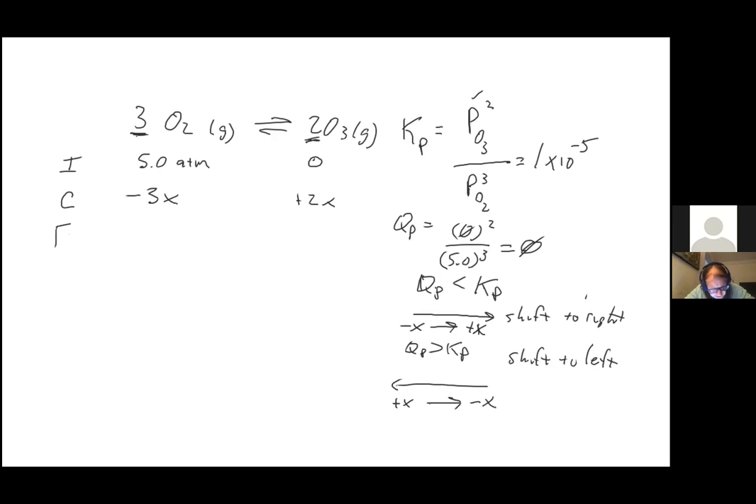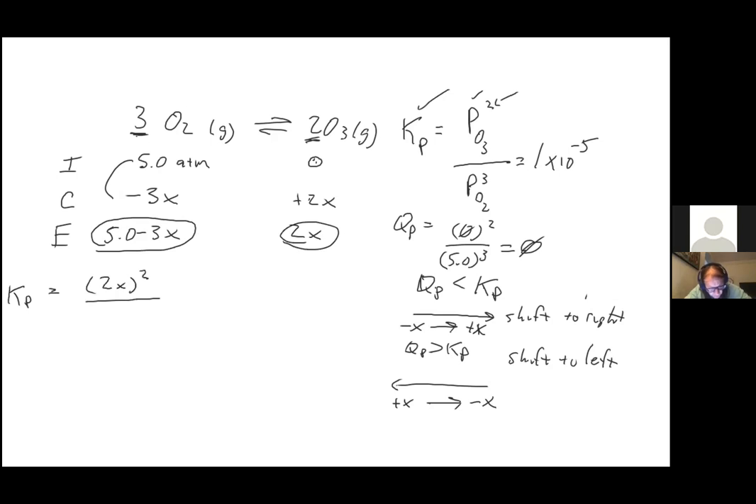So at equilibrium, all I do is take these and add them. 5.0 minus 3X, you're just combining them. It's like I start off with $20, I give away 10, I have 10 left over. You're just adding them: 20 plus a negative 10 is 10. 0 plus 2X is 2X. Now these are equilibrium values, so we can substitute them into this K expression. So KP is equal to, don't forget, you got that squared, so 2X squared over 5 minus 3X, but it's cubed because you get that cube there.